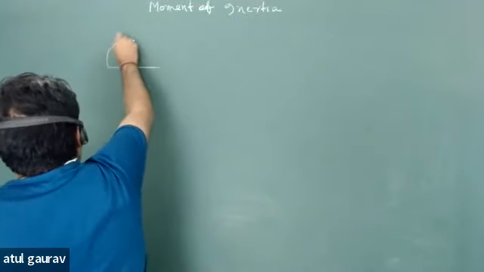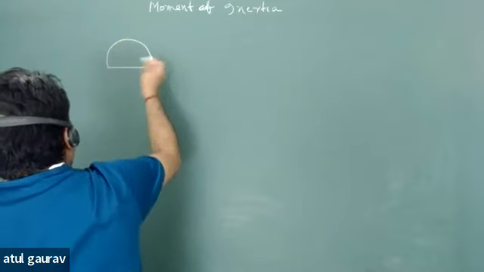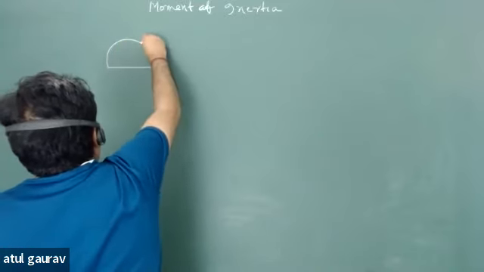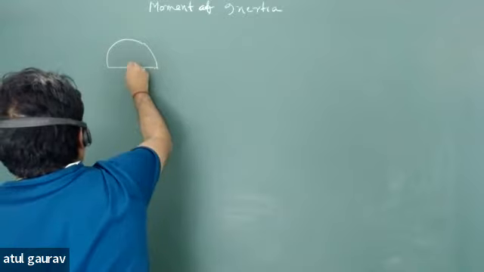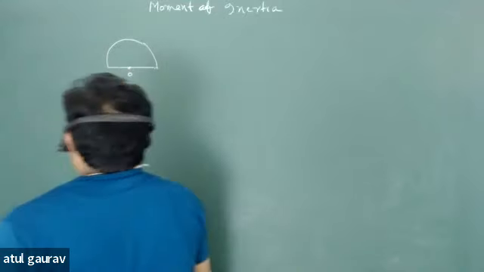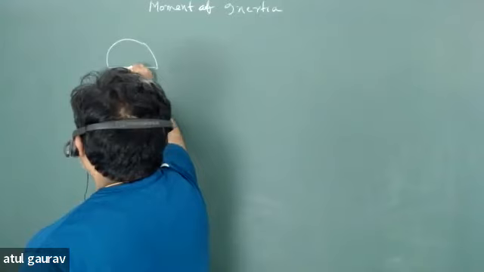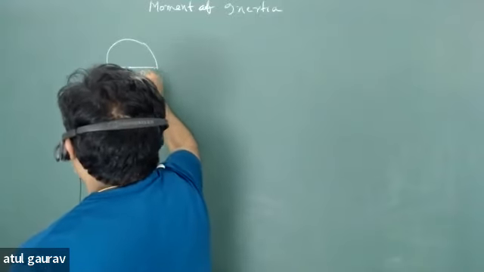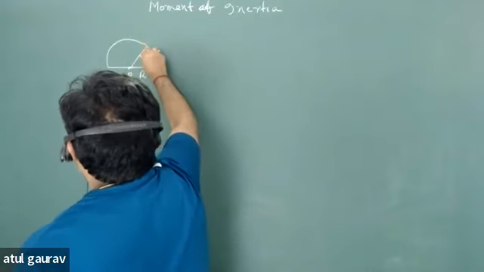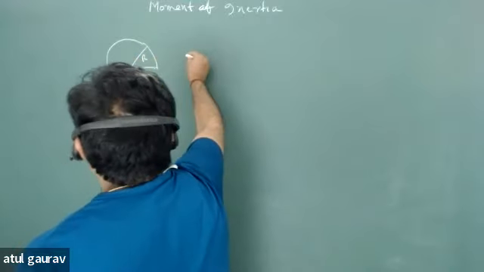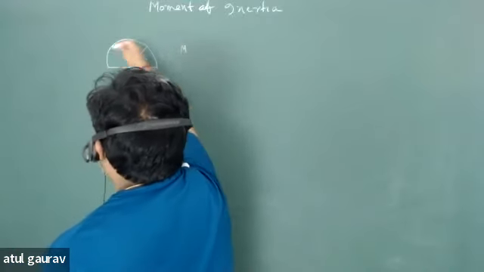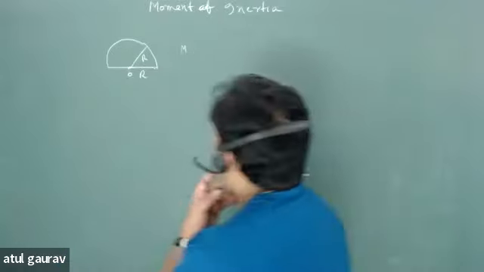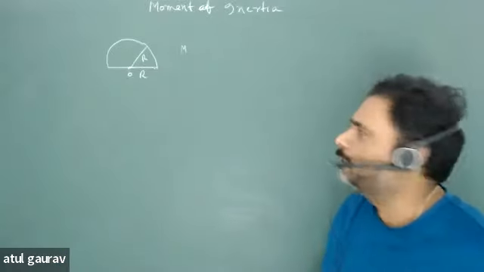So suppose this is your semicircular disk. My drawing is not very good. This is my origin. Origin is very important, okay? This is my origin, and this is our radius. You can say this is your radius. And the mass of this particular semicircular disk is m. So this is your mass.